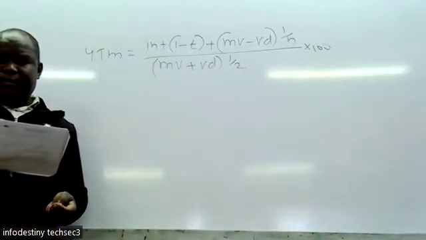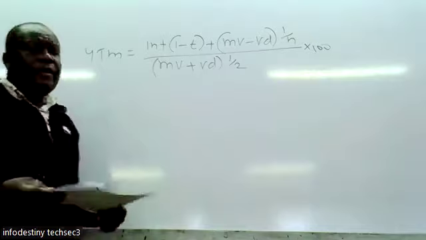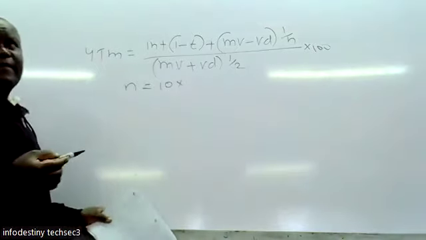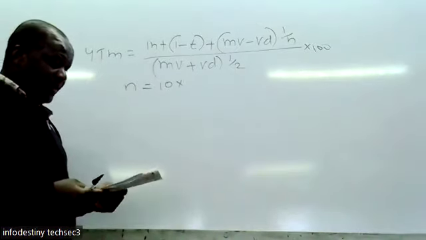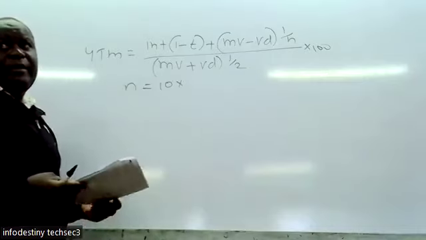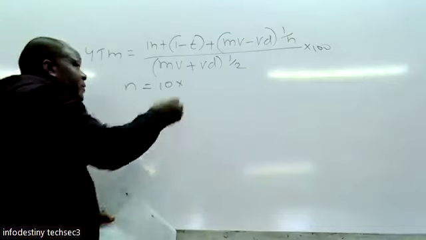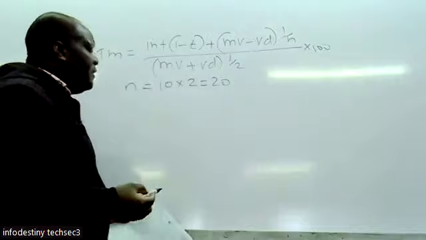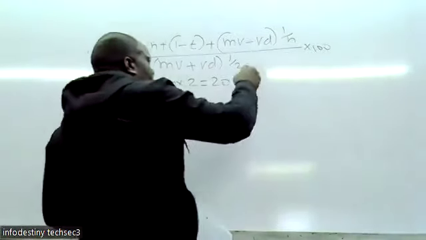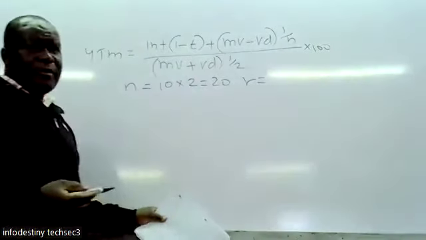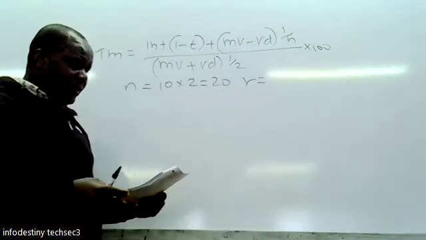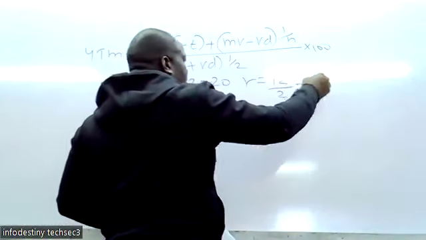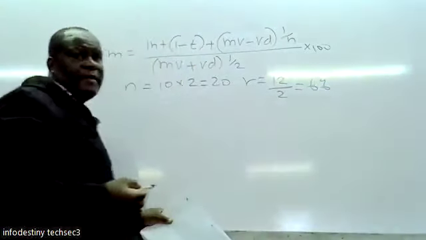So we start with n. N will be 10 years, but they pay semi-annually, as you can see before required. So take 10 years multiplied by 2. So that will be 20. Then interest is the coupon rate. They have given us a coupon rate of 12%, so you take it divided by 2. It will give us 6%.